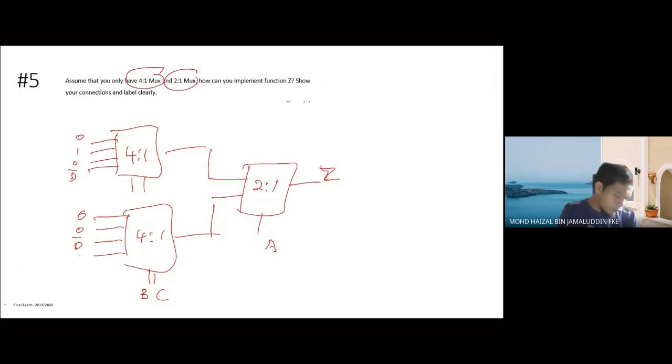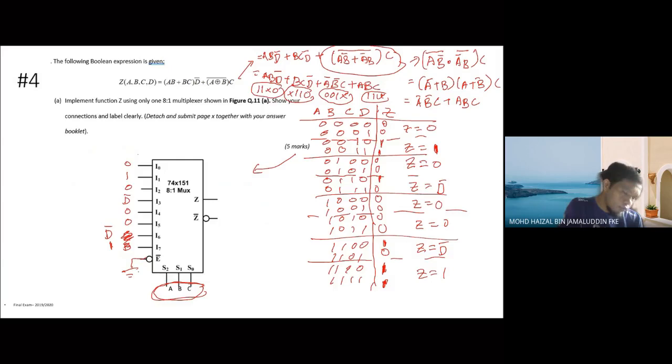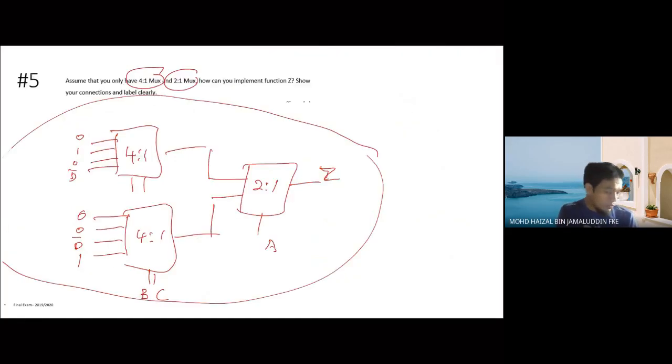Okay, so you can do this. How many marks, I'm not sure. Okay, so this is very easy, but most of the students have difficulty answering this question. I will accept this. But actually, you can connect, for example, 0, everything you connect to ground. 1 ground only. And for 1, you connect to maybe VCC. And D, if you have a D, you can connect directly. And if it is D bar, you can put the NOT gate to get the D bar. Okay, so this is the final exam question.